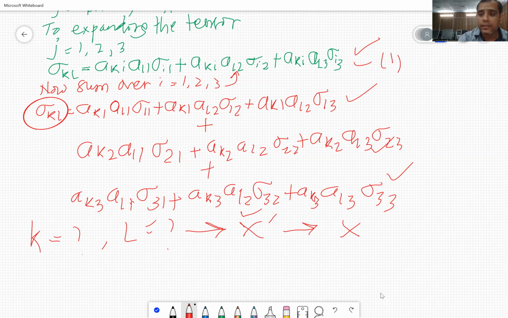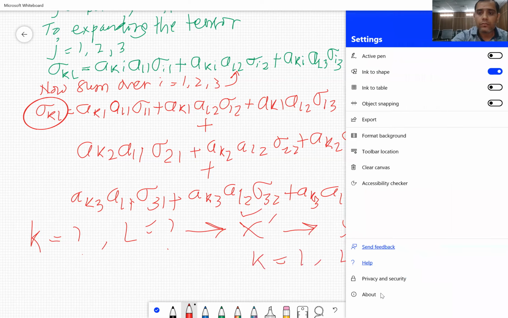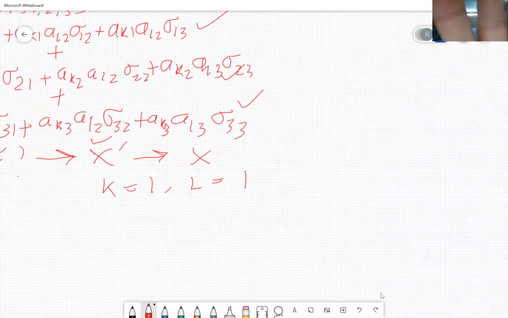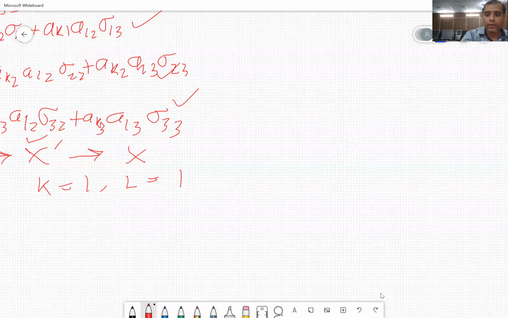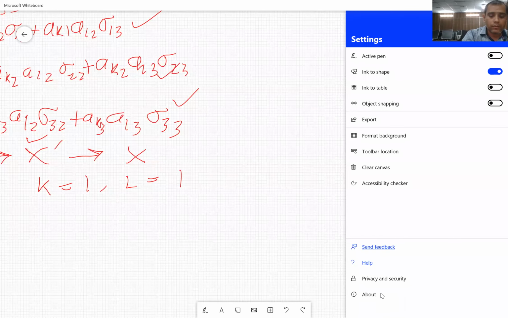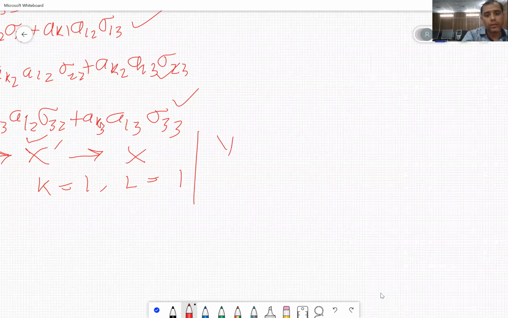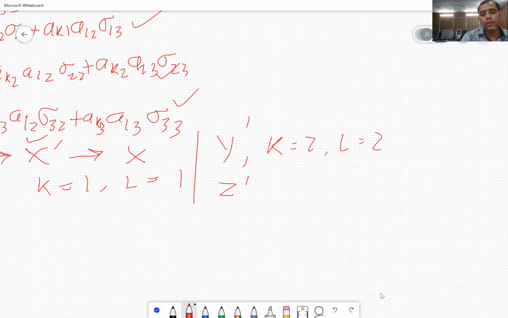Simply, if we have the axis of x dash, then K is equal to 1 and L is equal to 1. Both are 1. Similarly, if you are talking about the axis of y dash, then K is equal to 2 and L is equal to 2. If I am talking about z dash, then K is equal to 3 and L is equal to 3.